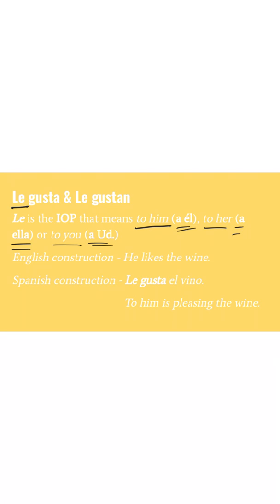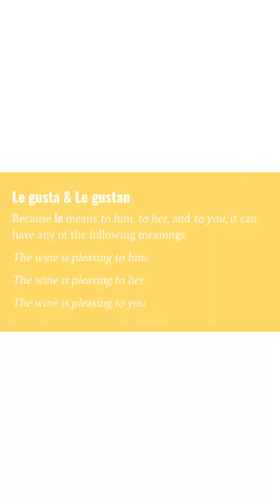So in English, if we were to say he likes the wine, or rather he just likes wine in general, our construction would look like le. Of course, that's our IOP. We're saying he is the one that's being affected. We have gusta, our verb, and then the subject, of course, which is el vino, or the wine. All right, so this is translating to him is pleasing, and we finish out with the subject, which is the wine, right? Okay, let's move on.